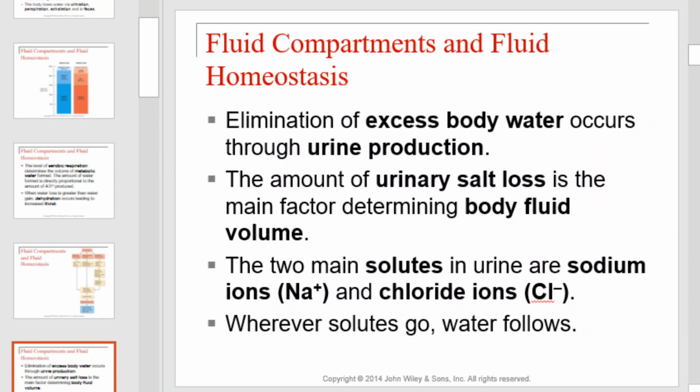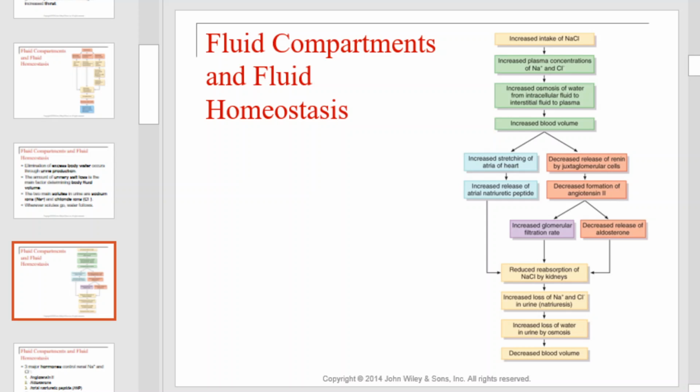The elimination of excess body water occurs through urine production. The amount of urinary salt loss is the main factor determining body fluid volume. The two main solutes in urine are sodium ions and chloride ions. Wherever the solutes go, water follows. This flowchart illustrates the events that follow an increased intake of salt or sodium chloride, leading up to a decrease in blood volume.